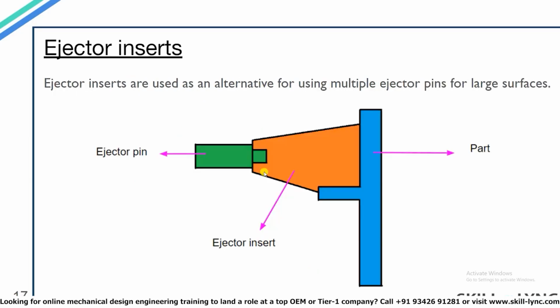obtained. Now here we have a diagram showing ejector inserts. Let us assume that we have a part with a large flat surface, let's say 500 mm or something. So in this case, instead of providing multiple ejection pins to eject the part out, we can use an ejector insert for ejection of the plate.